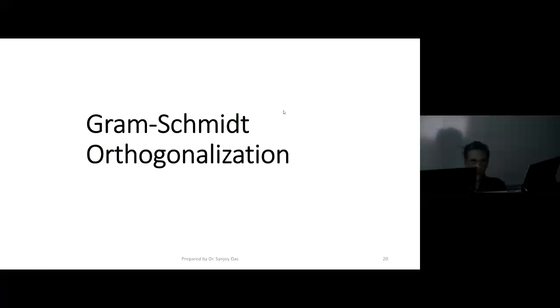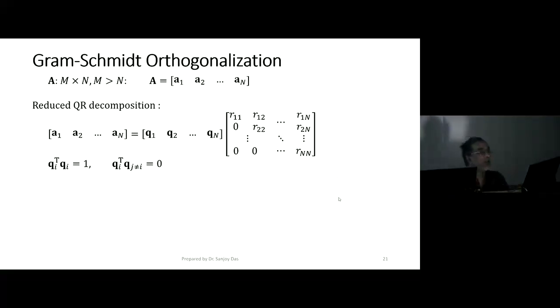So now we move on to the Gram-Schmidt orthogonalization algorithm. What Gram-Schmidt achieves is a reduced QR decomposition. We will look at it for an M by N matrix where M is greater than N, so a tall matrix. These are my columns of A.